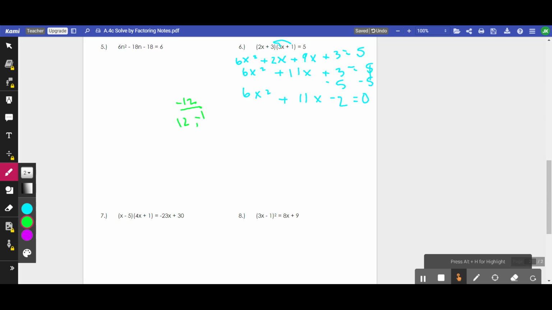And then so the coefficient of your x squared term is 6. So you can't use the shortcuts. And you can sub these two factors in next. So plus 12x minus 1x.